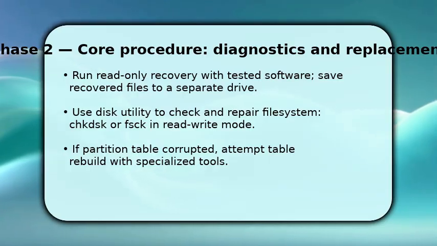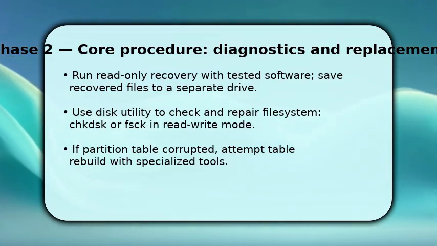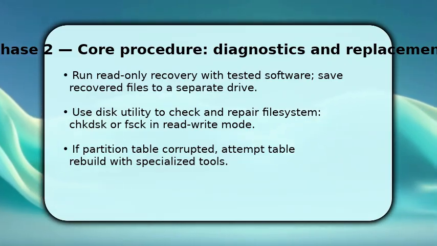After recovery, use your OS disk utility, chkdsk on Windows or fsck on Linux, to scan and repair the file system. This fixes many logical errors. If the partition table appears damaged, employ a partition recovery utility to rebuild it. Make sure to monitor logs for bad sectors. Repeated sector failures point to permanent hardware loss.